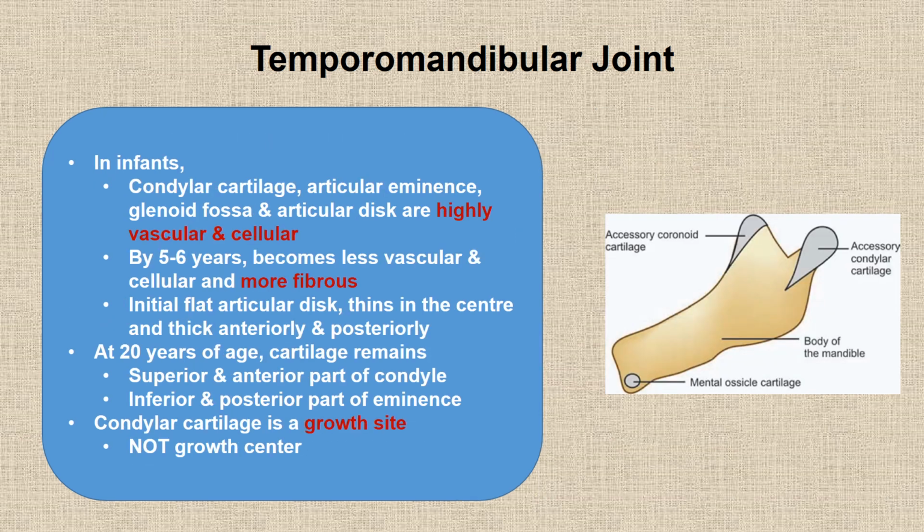In infants, the condylar cartilage, articular eminence, glenoid fossa, and articular disc or meniscus are highly vascular and cellular. By 5 to 6 years, this becomes less vascular and cellular, and they become more fibrous. The articular disc or meniscus, which is initially flat, thins in the center with development and becomes thick anteriorly and posteriorly.